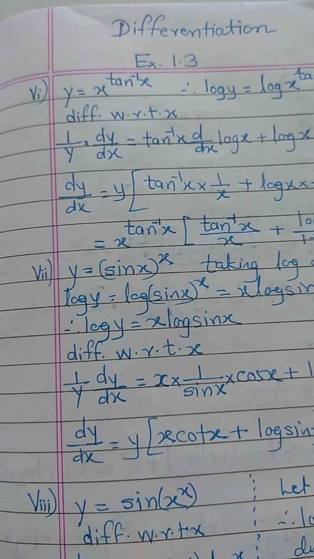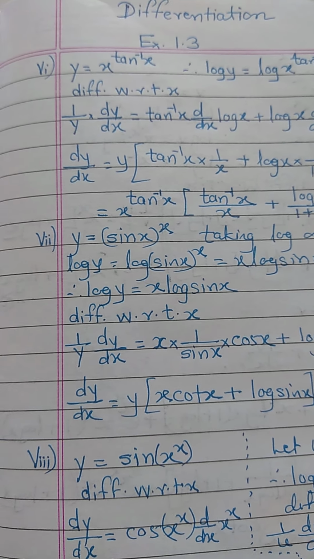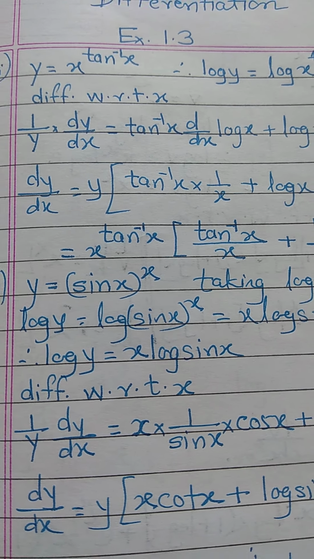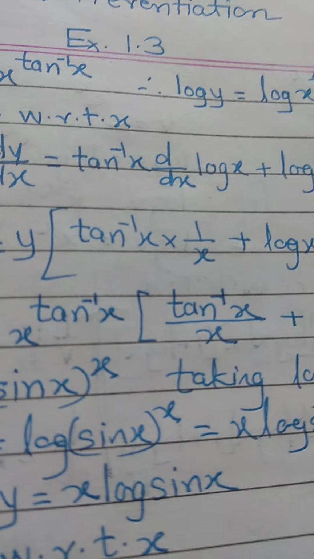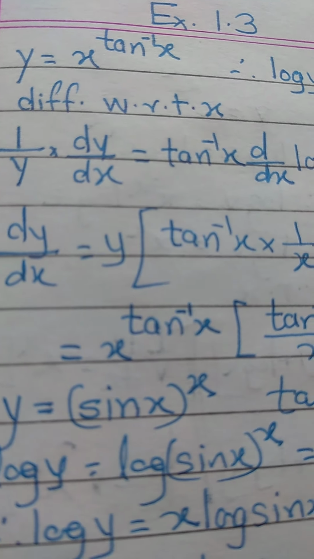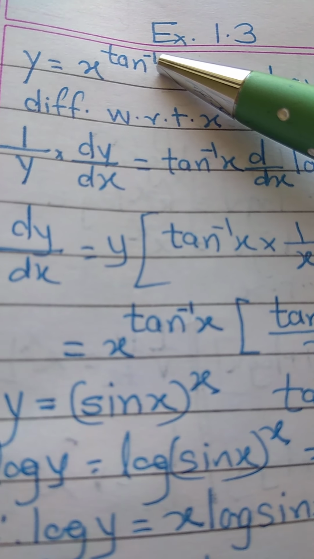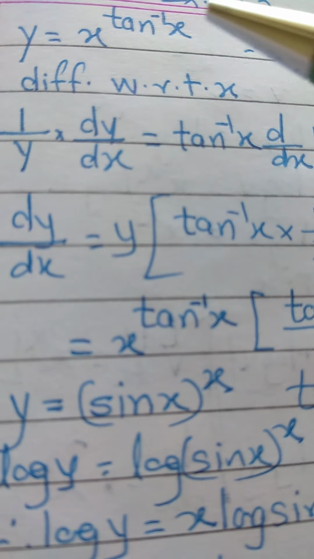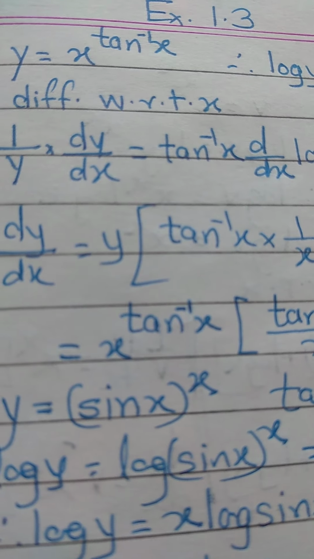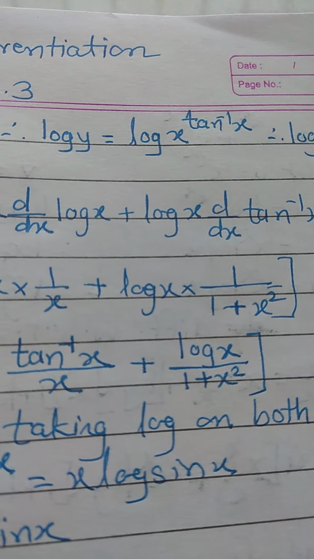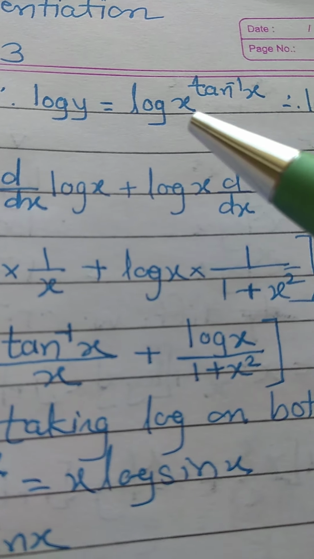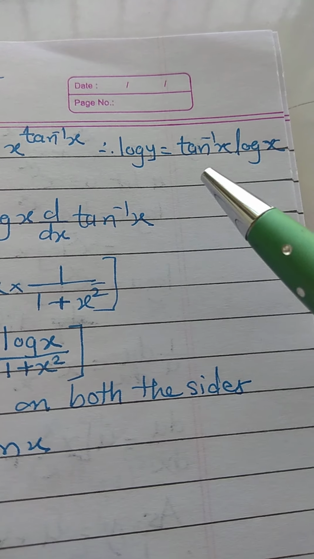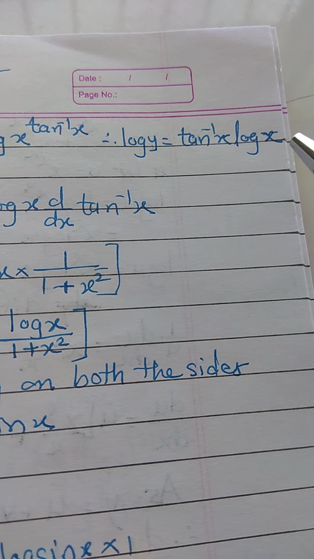Exercise 1.3, question number 6 now. y equal to x raised to tan inverse of x. Now this is of the type function raised to function of x. So in this type of problems, you should take log on both the sides to solve the problems. Log of y equal to log of x raised to tan inverse of x. Tan inverse of x will come down and it will become tan inverse of x into log of x.